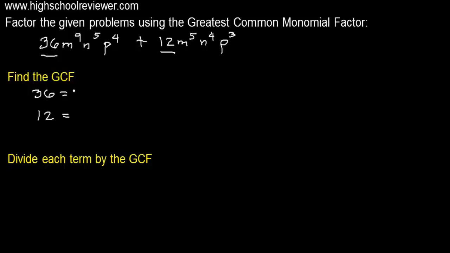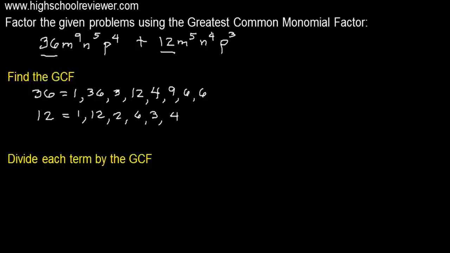The factors of 36: we have 1 and 36, 3 and 12, 4 and 9, and then 6 and 6. And for 12 we have 1 and 12, we also have 2 and 6, 3 and 4.